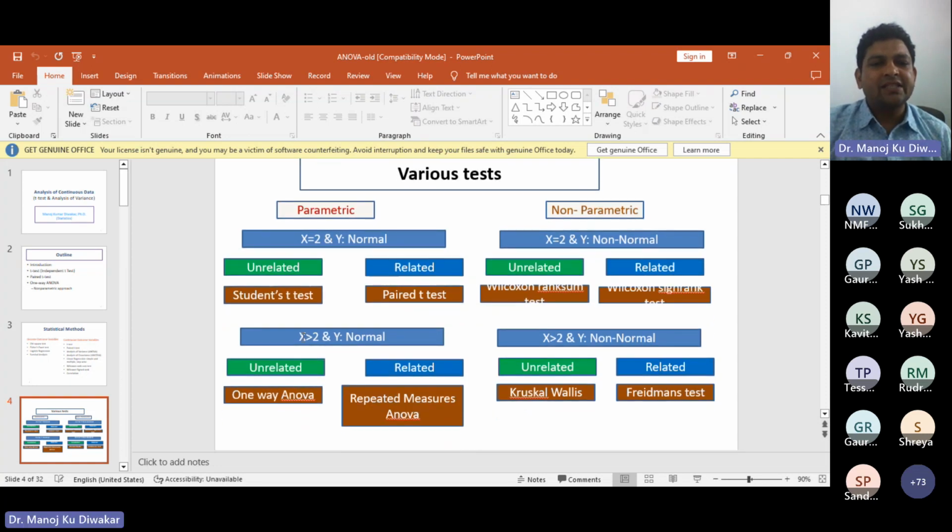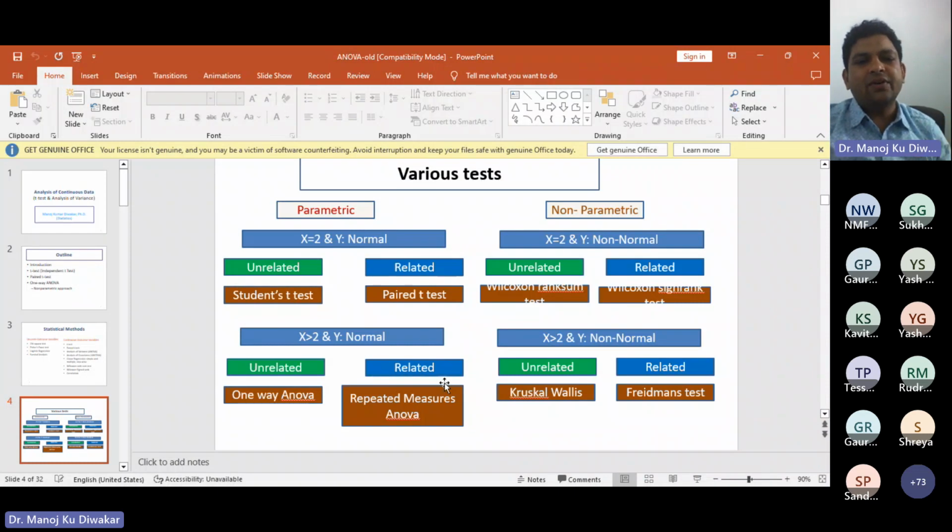Now we will talk about x greater than 2, and y is again normal. If we have more than two samples, let's say samples 1, 2 and 3, I am considering the University of Hyderabad, University of Mumbai, and Jawaharlal Nehru University. These are three universities, and I would like to see the IQ level of their students, conducted at three places. These are unrelated samples, so for that I would like to apply one-way analysis of variance.